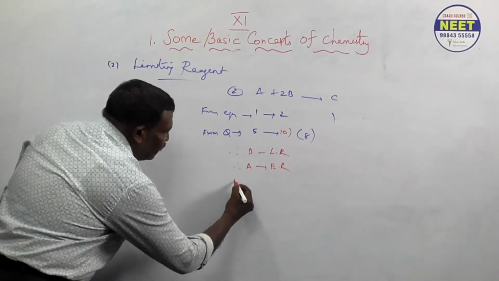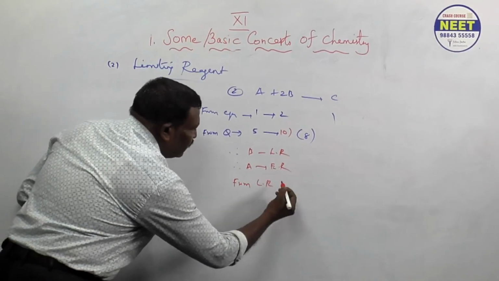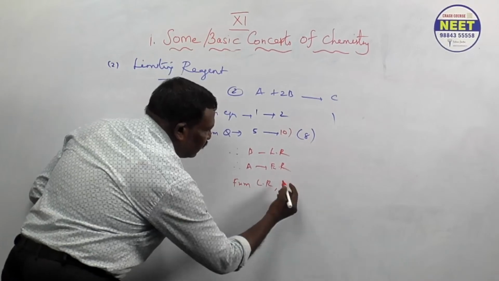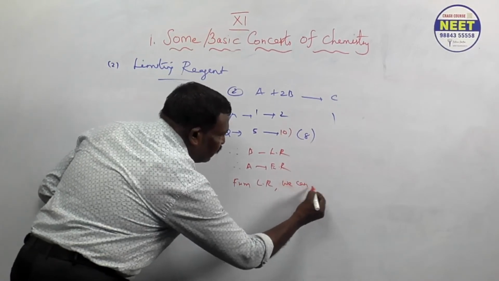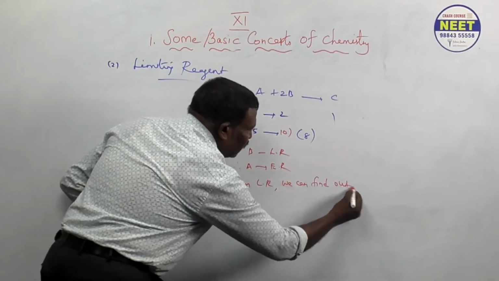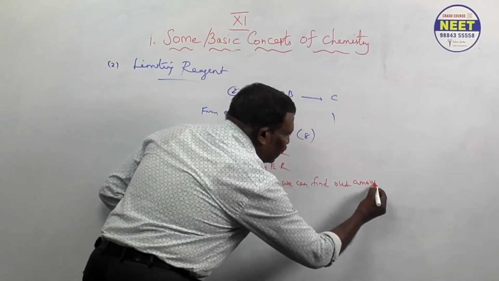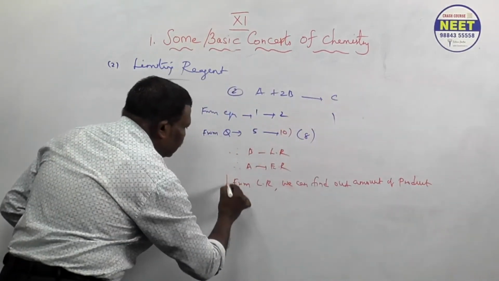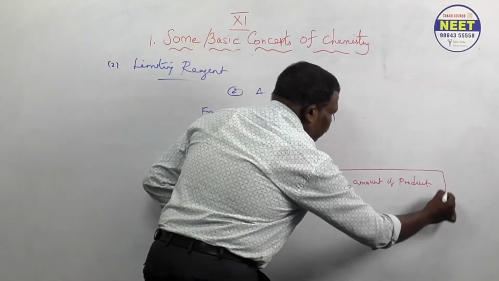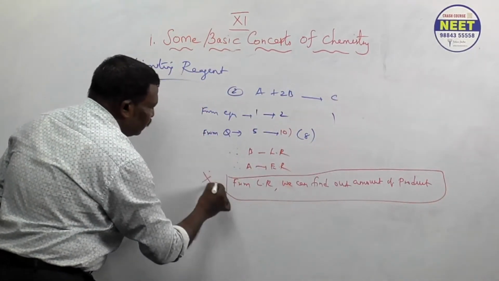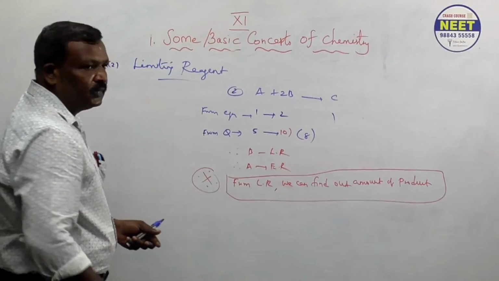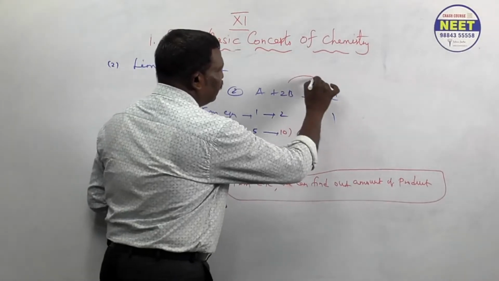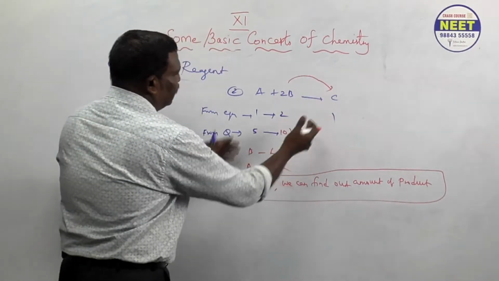See, one more point. From the limiting reagent only, the amount of product will be formed. That's very important. From the limiting reagent only we can find out the amount of product. This is a very important step. Then only we have to compare. B is the limiting reagent, no? Now you compare this. Listen carefully.